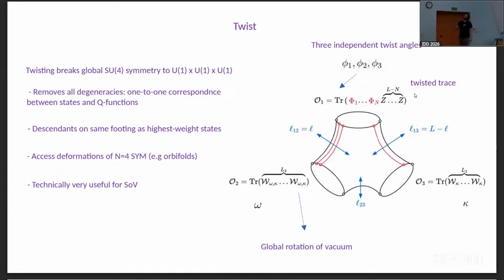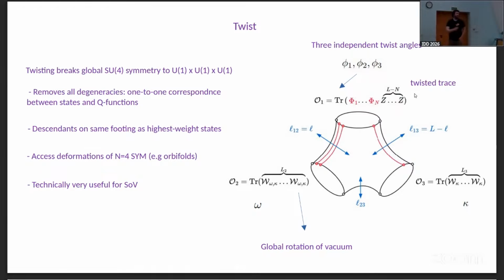So twist is going to break our global SU4 symmetry. We're going to break it down from SU4 to 3 copies of U1. And we'll do this by introducing 3 independent twist angles, phi1, phi2, phi3. And these are going to live in our excited state, which now will also have some twisted trace. I'm not going to spell out the details super precisely. It's not super important. And then additionally, I'm also going to apply some additional global rotation to my BPS states, or my protected states, with some additional parameters omega and kappa.